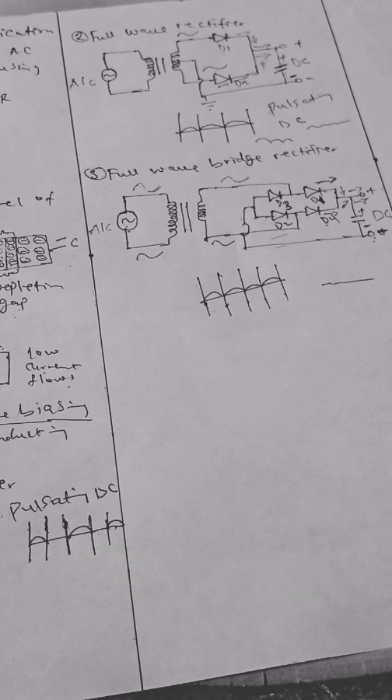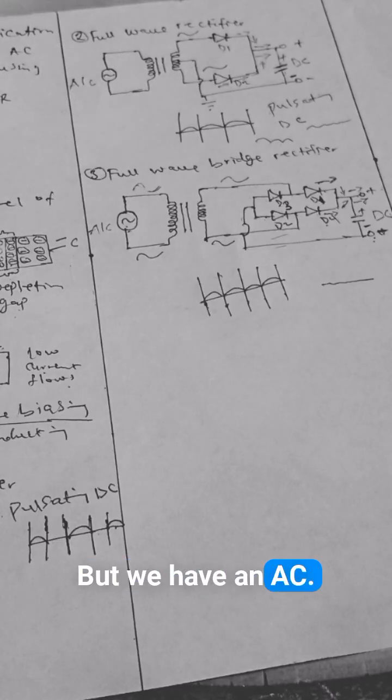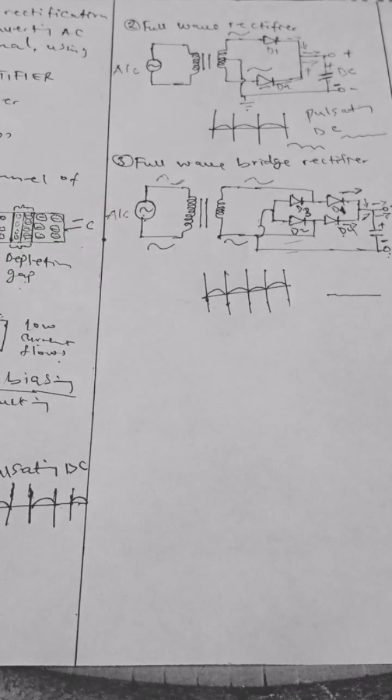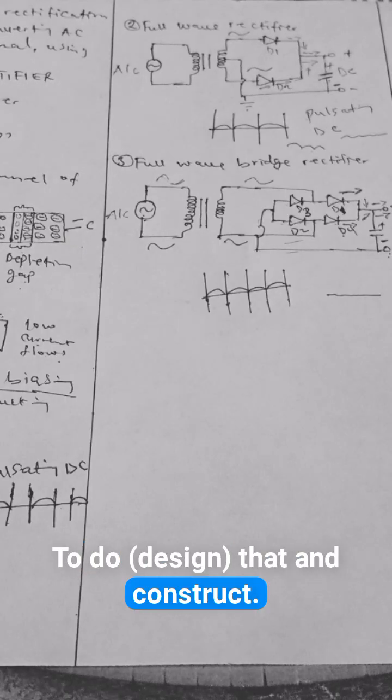Period. So you can also construct your own power supply. Our appliances need DC, but we have AC. What are we going to do? By this process we can convert our AC signal to a DC signal. So you can use a step-down transformer to do that and construct it.